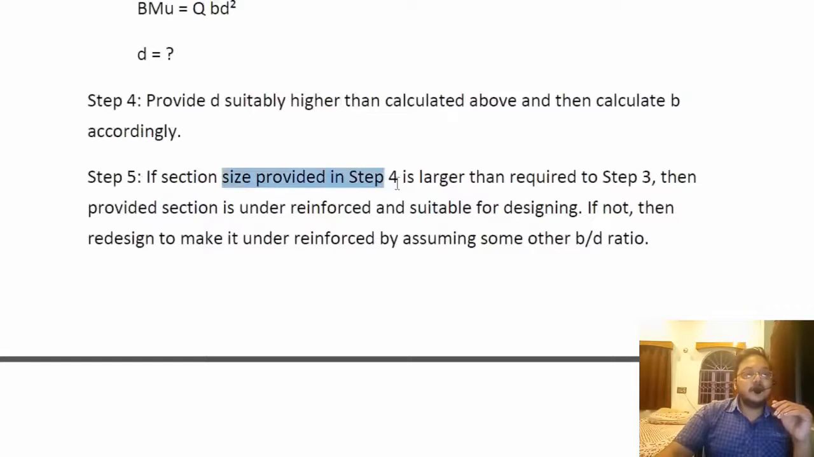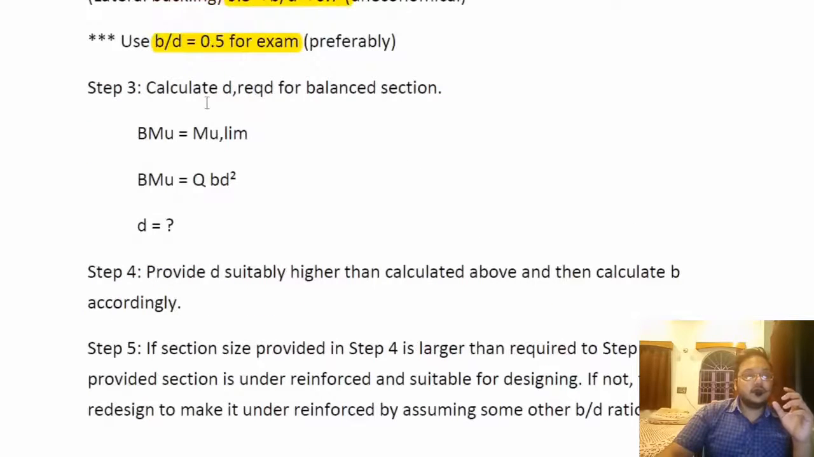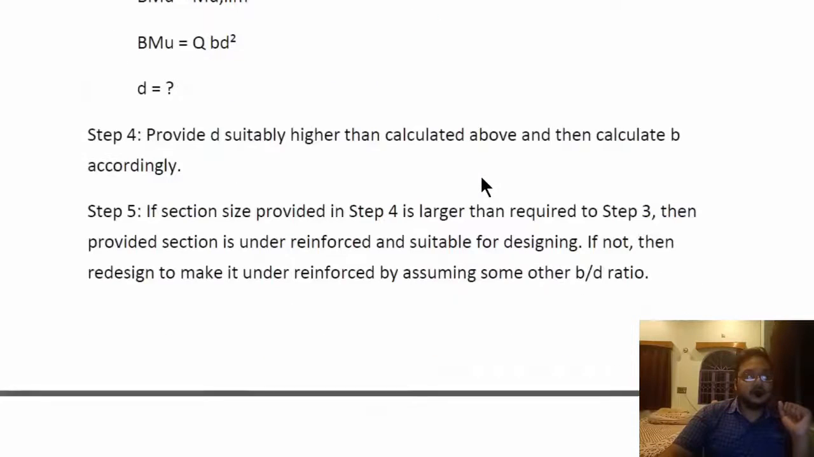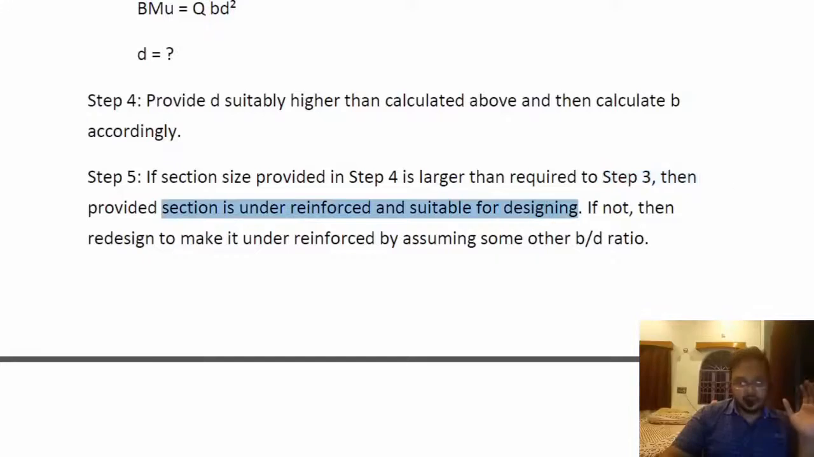If the section size provided in step 4 is larger than that required in step 3, then the provided section is under-reinforced and suitable for designing. So if the dimension we are providing is larger than what we got in step 3, then we can say that the provided section is under-reinforced and is suitable for designing. If not, then redesign to make it under-reinforced by assuming some other B to D ratio.